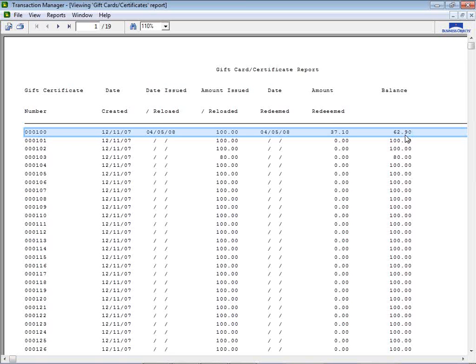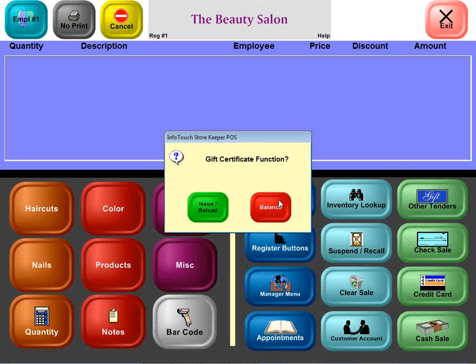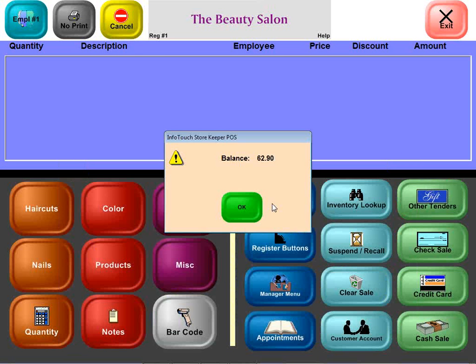In the register module, by the way, if we select this balance function, we can quickly check the balance right in the register of any card. So there's that $62.90.